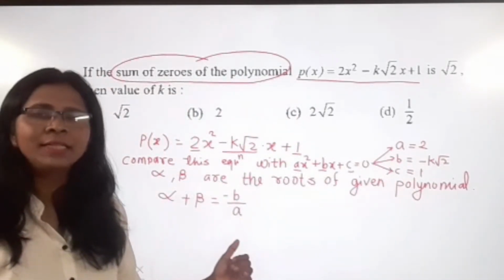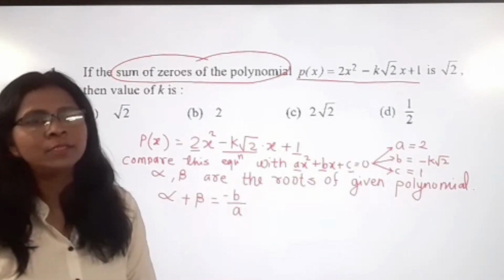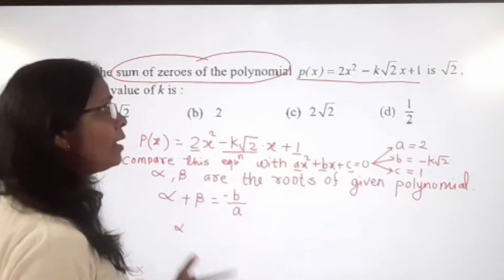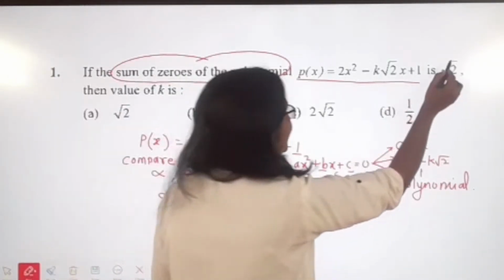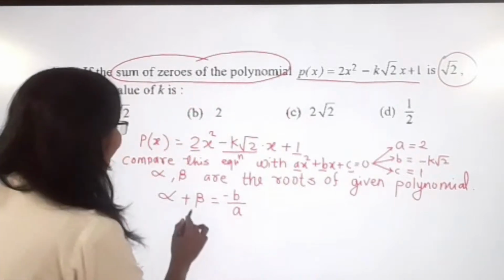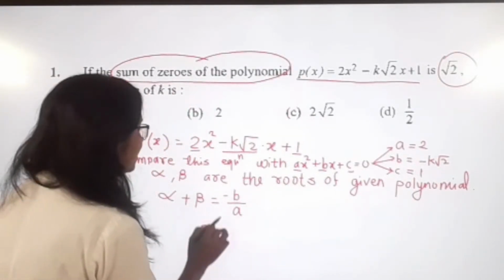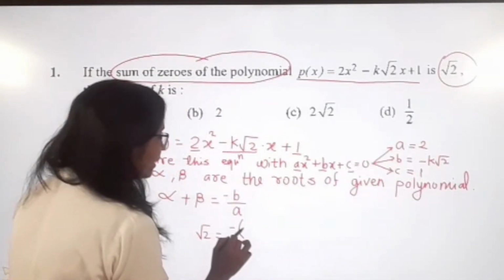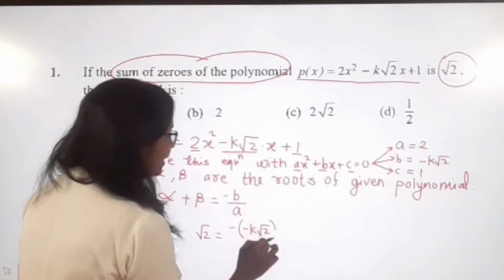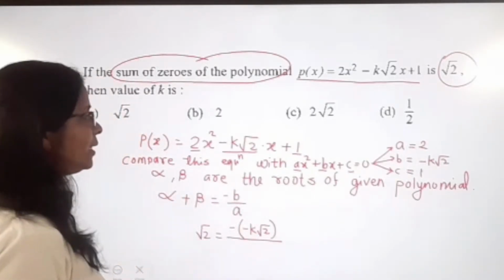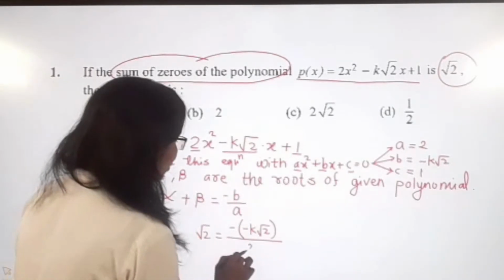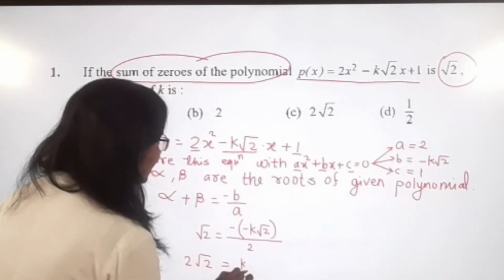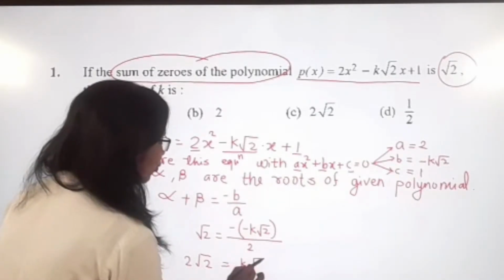And our formula is that alpha plus beta is equal to minus b upon a. So that means students, alpha plus beta, the value is given and that is root 2. So I put this value root 2, which is equal to minus b, and b is minus k root 2. So here minus of minus k root 2 divided by a. What is a? A is 2. Now cross multiplication, 2 root 2 is equal to plus k, minus minus plus, so k root 2.